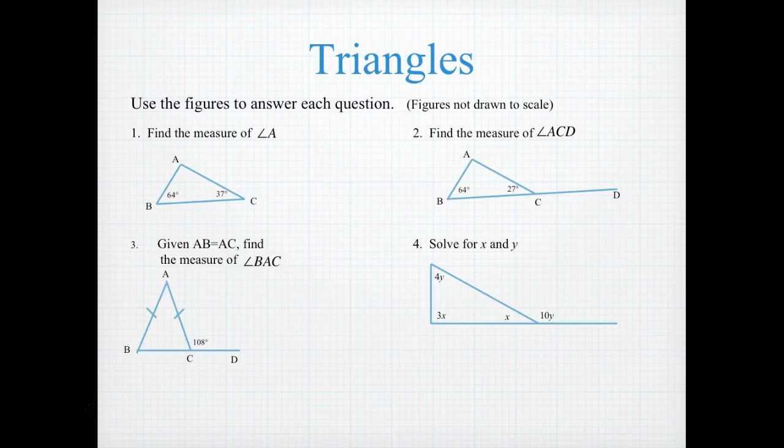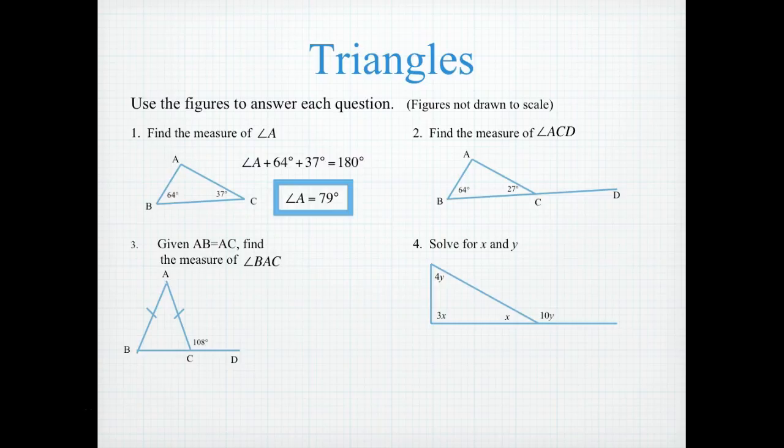So I know that the interior angles of a triangle are going to add to 180 degrees. So angle A plus angle B plus angle C is equal to 180. And since I have the values of angle B at 64 degrees and angle C at 37 degrees, I can substitute those values into my equation and solve for the missing angle A. That leaves me with 79 degrees.